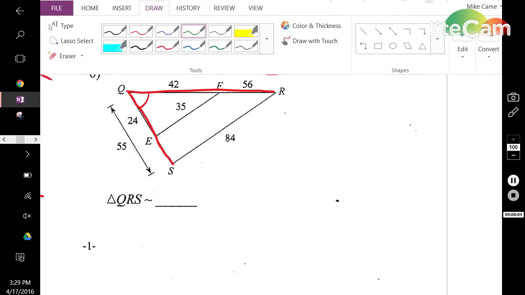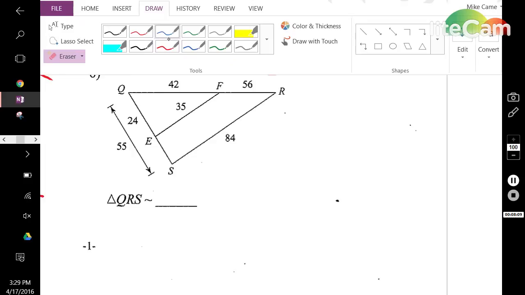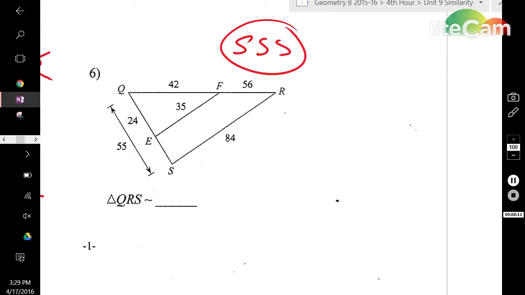So we have 3 sides to compare. It's called side, side, side for that reason. So you got to look at 3 ratios. And if they're all exactly the same, then the 2 triangles are similar. So the first ratio, 84 to 35. Those 2 side lengths are corresponding. Find out what that is equal to.